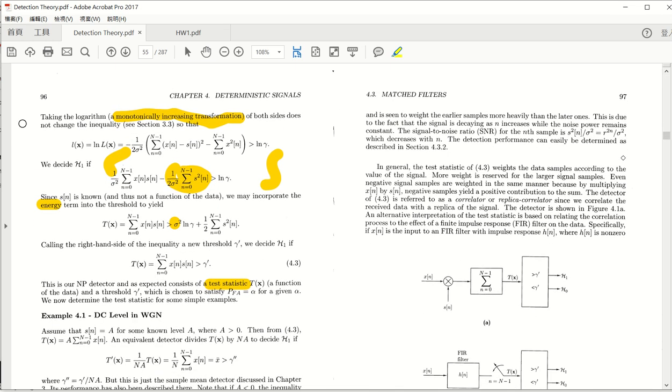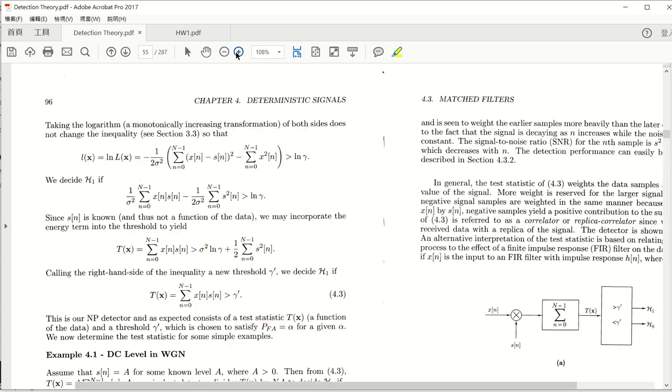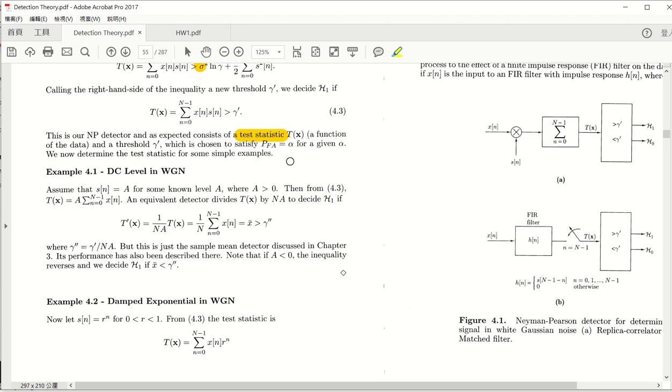Okay, so we are at page 96. Now we come back to the deterministic case. Let's take a look at one example. The example is example 4.1.